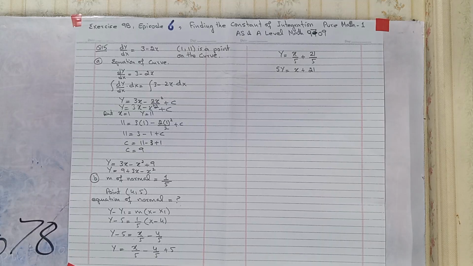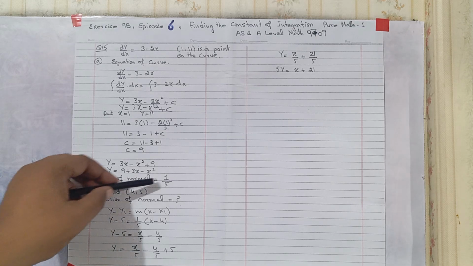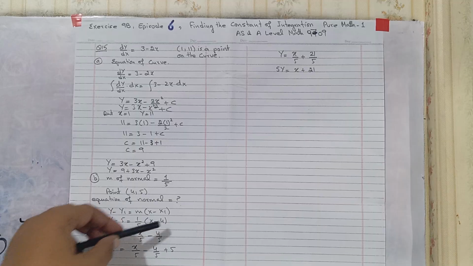So in the b part, he asked us that the gradient of the normal is 1 by 5 and the normal is at a point of 4 comma 5. And they ask us to find the equation of the normal. It's very simple, straightforward question. So what we will do, we will try to find out the equation of that line which is normal. The formula is y minus y1 equals to m bracket x minus x1. So I will use this point and this gradient. So y minus 5 equals to 1 by 5 into x minus 4.